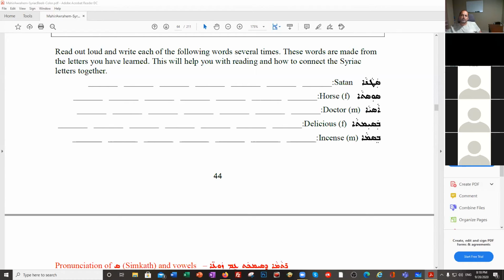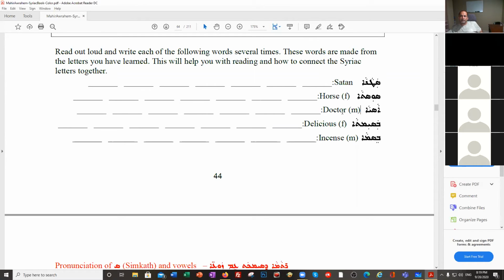Even though this one should not be here because we did not cover this letter so far, tau, but it's okay. Susta is a horse or female horse. Anyone knows how we say male horse? Susa.